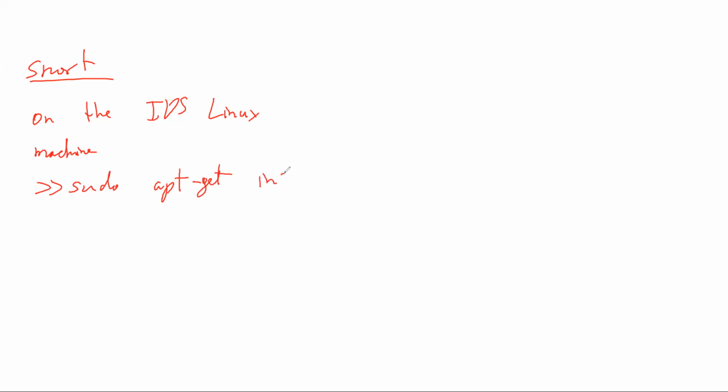All right, so if this is the program, then what do you need to do? On the IDS Linux machine, you go to the terminal. Keep in mind, you might need sudo privileges for this. So you would do something like sudo apt or apt-get, however you want to do that, install snort. Okay, so you want to install Snort there.